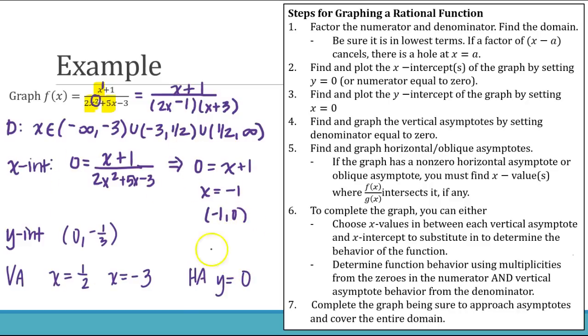So these are all of the parts that we want to have before we start to go ahead and put everything on a graph. So we're going to go ahead and move on to step 6 here, because this part says if the graph has a non-zero horizontal asymptote, there's something else we'd want to do, but our horizontal asymptote is 0. So we're going to go ahead and complete the graph by plotting everything and trying to piece it together.